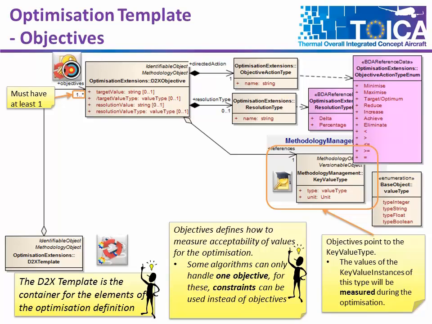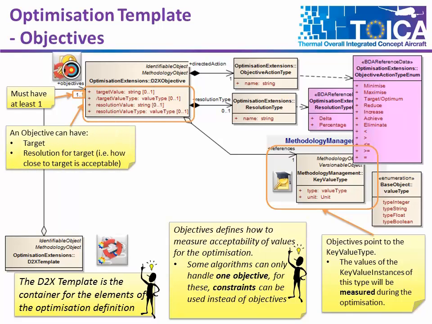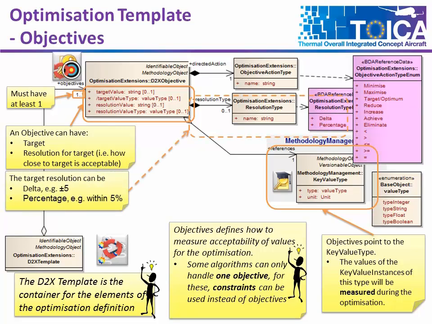The objective points to the key value type. This is the type of the key value instances that are to be measured in the iterations or experiments for a design of experiments type of optimization. The optimization objective can have a target value and a resolution type for that target. The type is an enumeration, so external to the business object model, but suggested values are delta, plus or minus tolerance for target, or a percentage, i.e. within a percentage of that target.